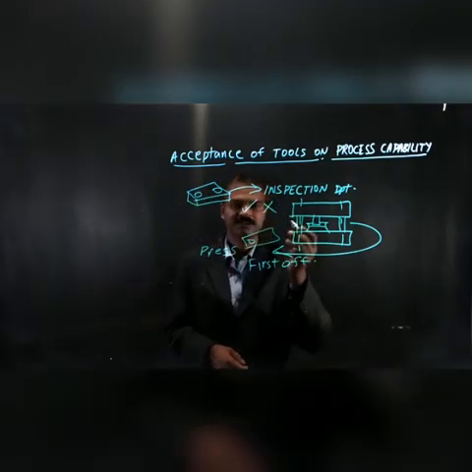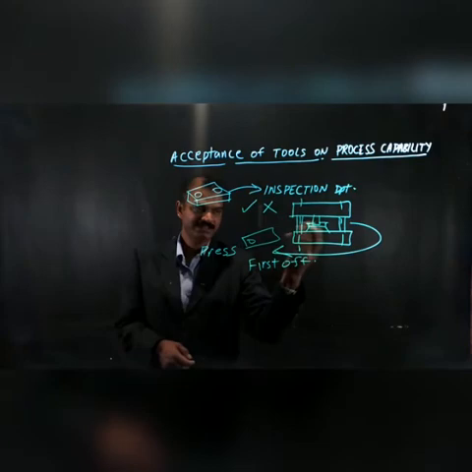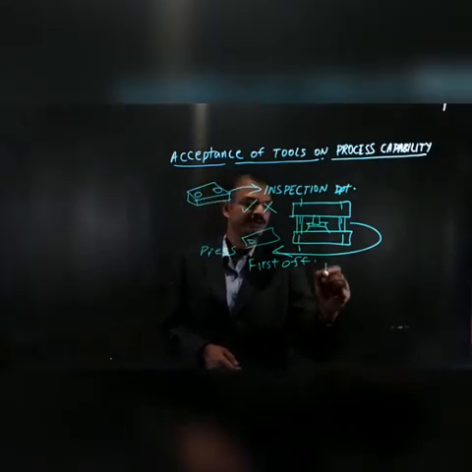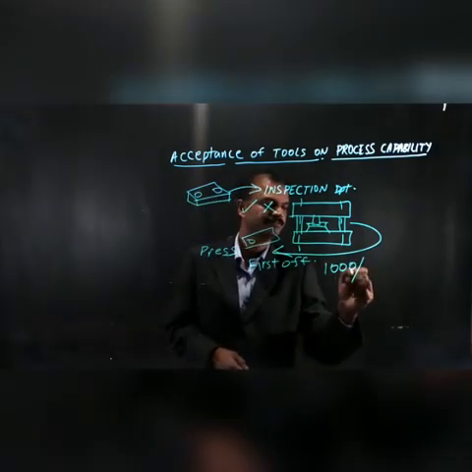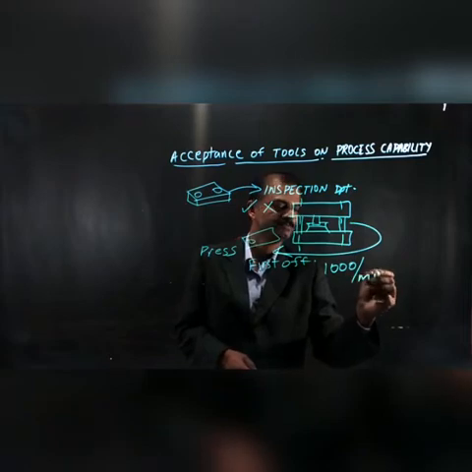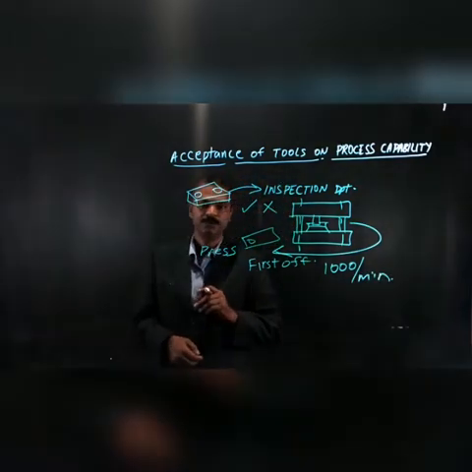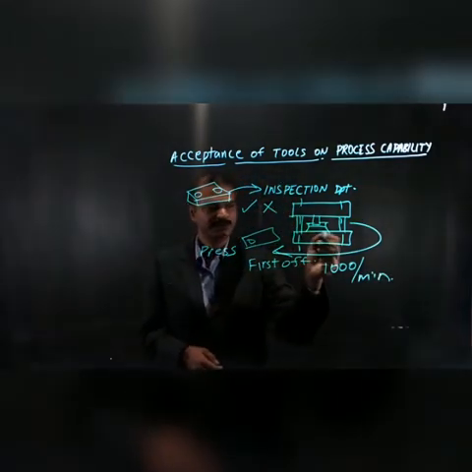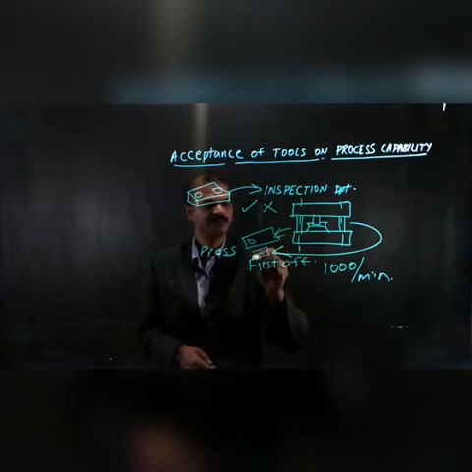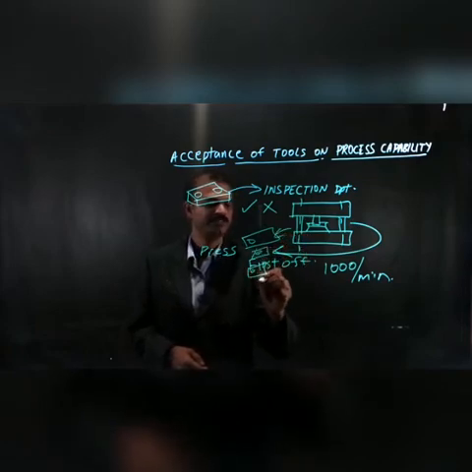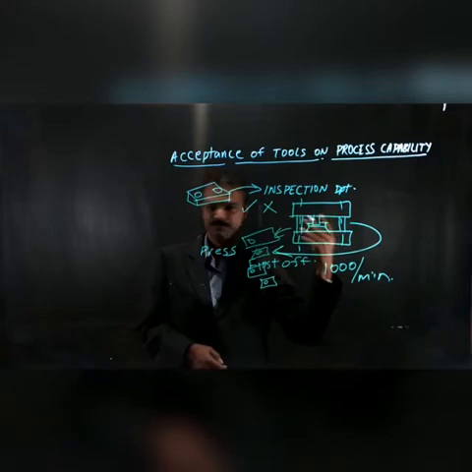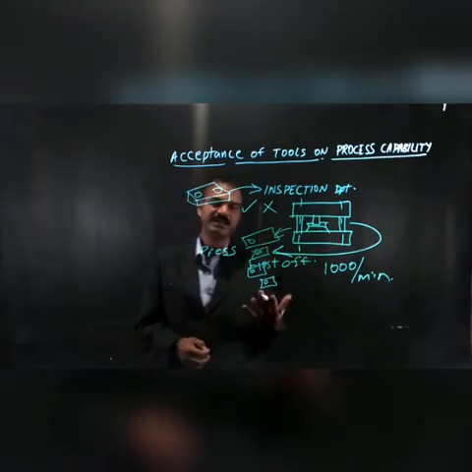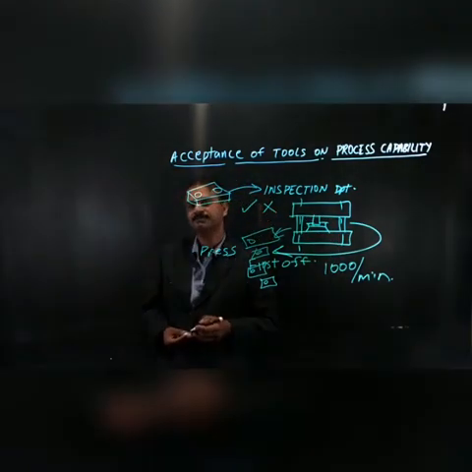And what happens here? I already mentioned this is a high-speed stamping tool, and you are going to get like 1000 strokes per minute, 1000 parts per minute. So this will keep on spitting parts here, 1, 2, 3, 4, 5, 6, whatever. And in a shift, you are going to make like 500,000 parts.